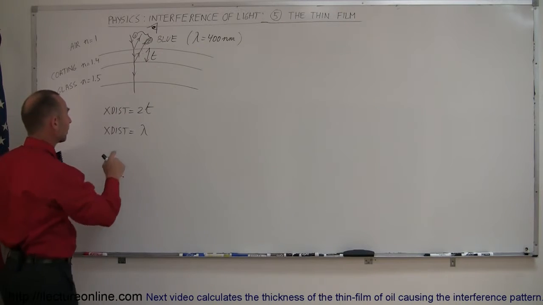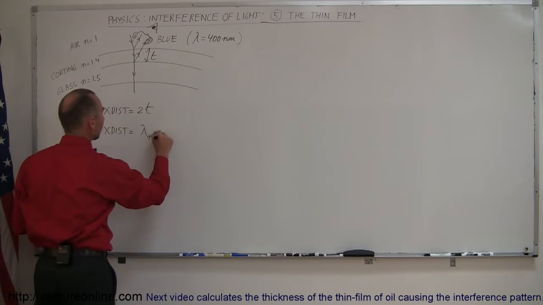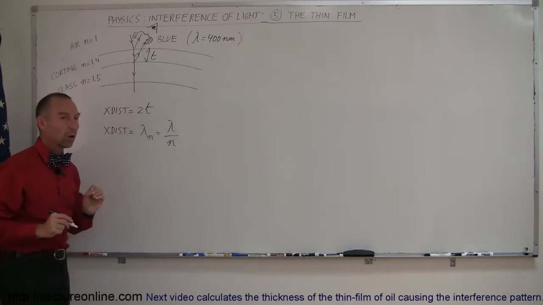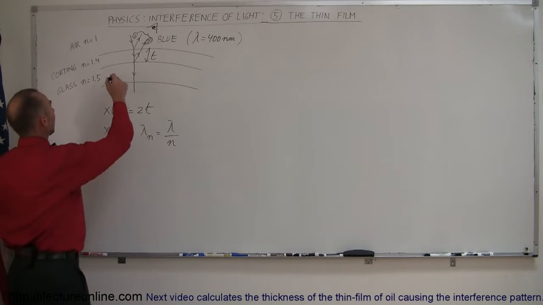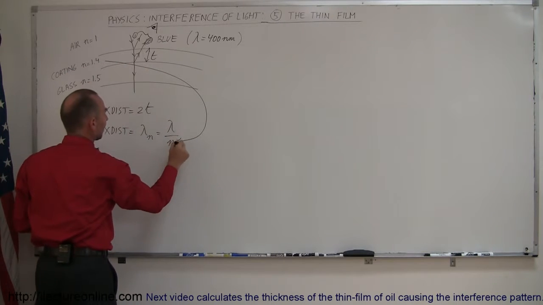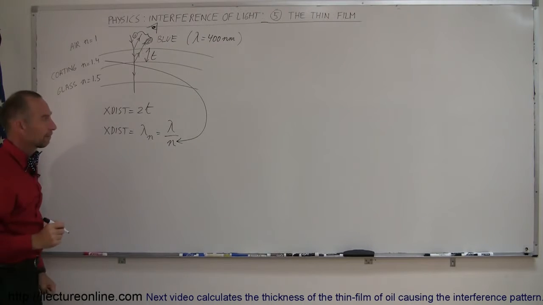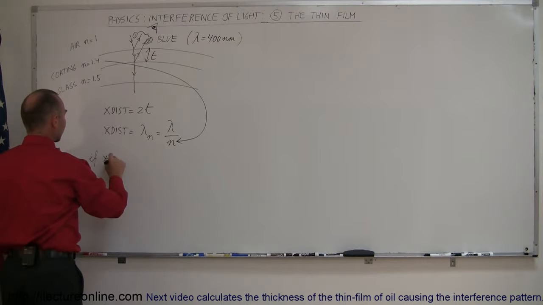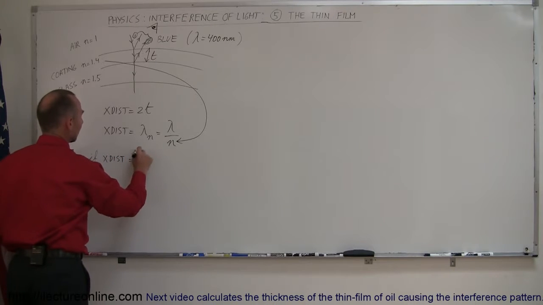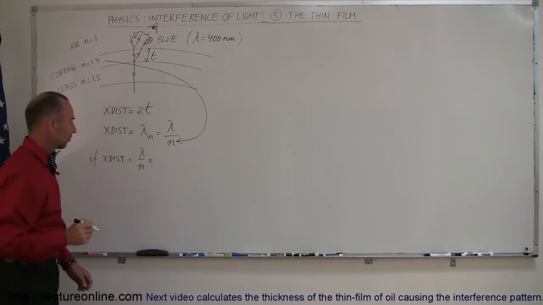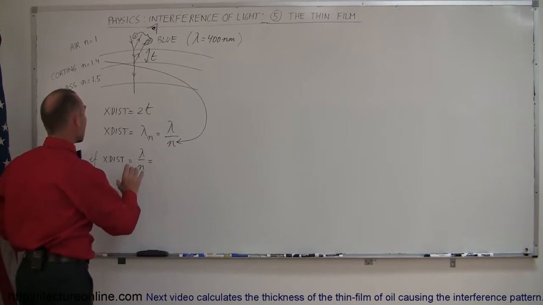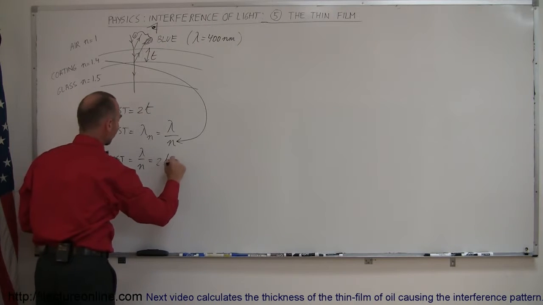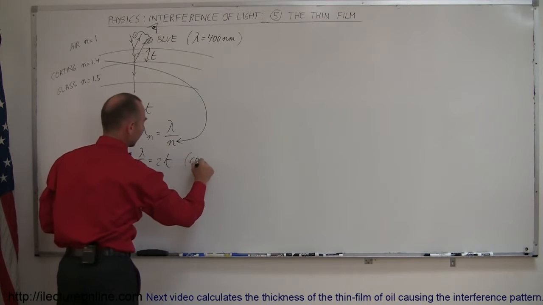It'll be a smaller wavelength, so the extra distance traveled is equal to lambda sub n, which means it's equal to the wavelength in air divided by the index of refraction of that coating. And so we're going to use n equals 1.4 in here to adjust for the wavelength. And so we can now say that if the extra distance traveled by the second ray, which is lambda over n, is equal to twice the thickness of the film, then we'll have constructive interference.